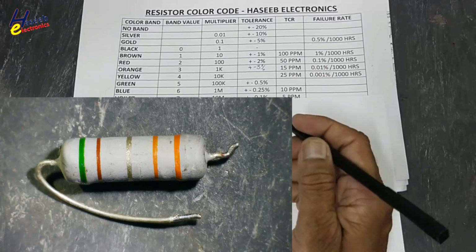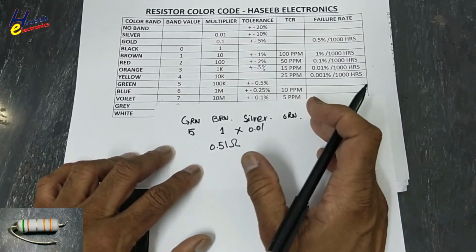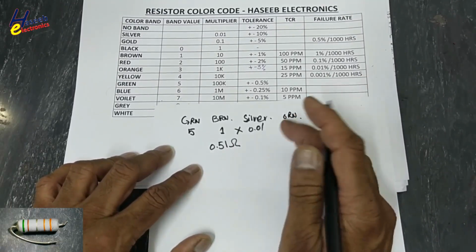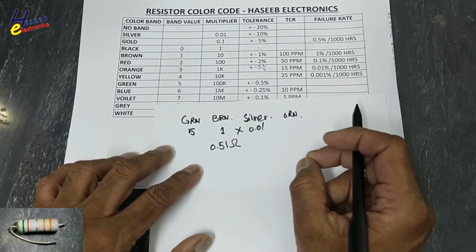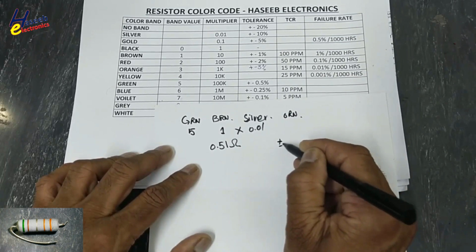Then orange. In normal color code charts, this orange is not present. It is a special band, plus minus 3%.